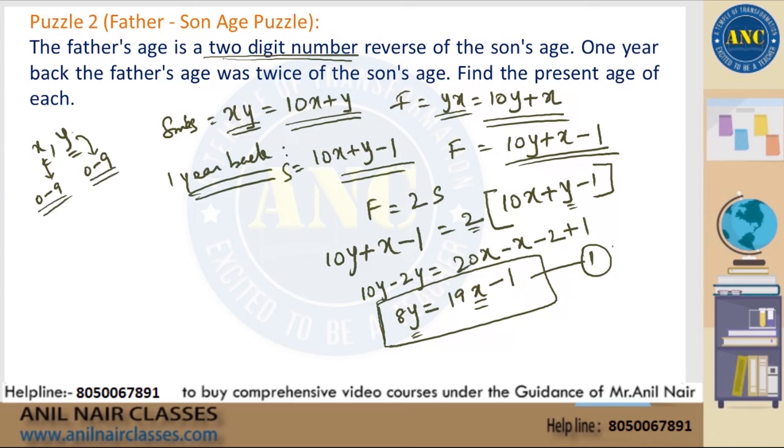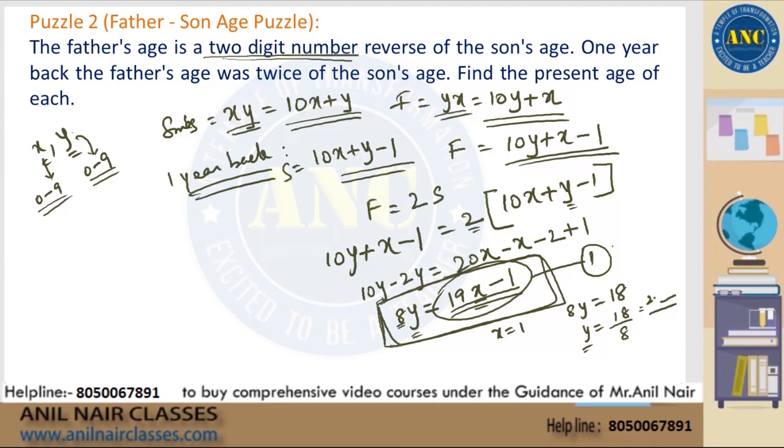So if I apply mathematical logic, what could be the value of x? Say, for example, if I take x is equal to 1, what happens to y? Your 8y will be equal to 19 into 1, which is 19, minus 1 is 18. So your y value is 18 by 8. Is it divisible? No. It will be 2 point something. But can y be 2 point something? No, y has to be a digit. So that means your 19x minus 1 should be a multiple of 8. I need to look for the value of x for which 19x minus 1 is a multiple of 8.